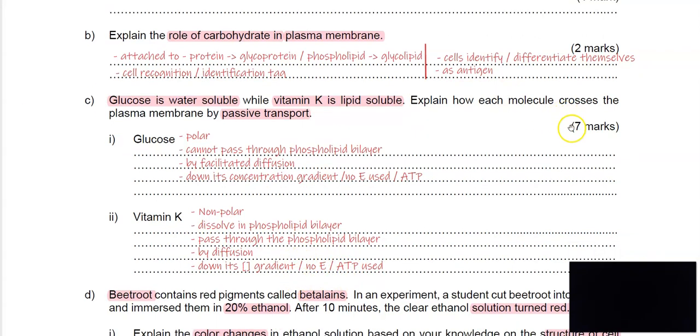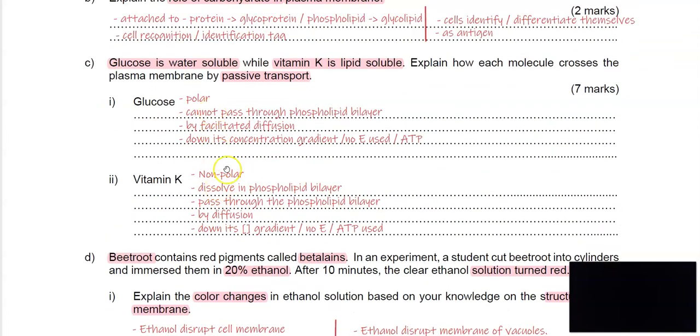Okay, so altogether the total is 7 marks. So maybe 3 marks for glucose and 4 marks for vitamin K. Okay, any of these points.